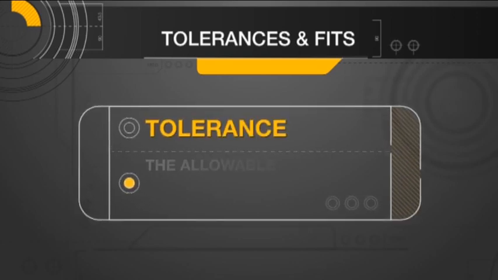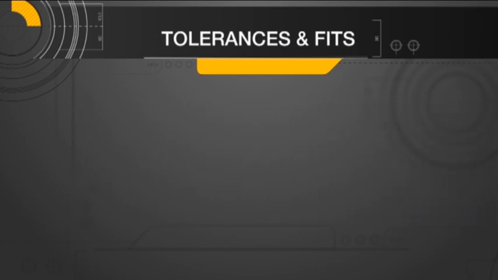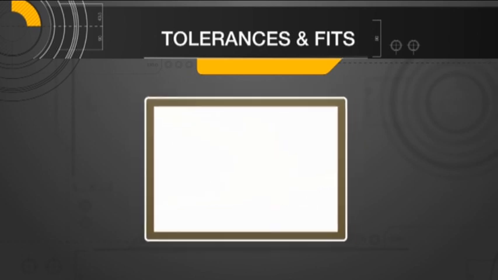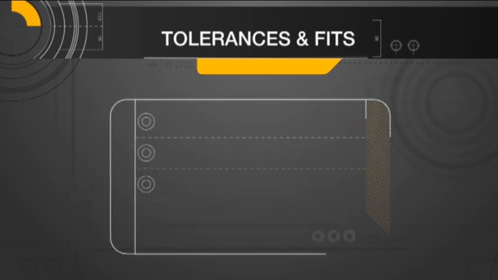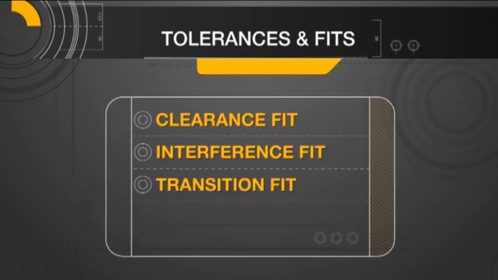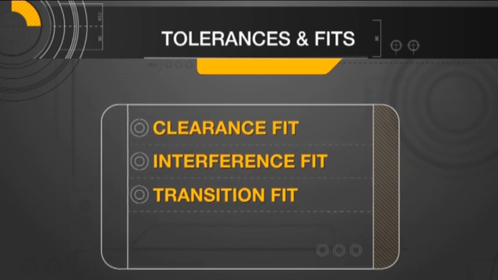A tolerance is the allowable amount of variation from a specified dimension. When tolerances are combined between a shaft and bore, they can be classified into 3 categories known as fits. The clearance fit, interference fit, and transition fit can either assist in assembly or prevent them from being disassembled easily.